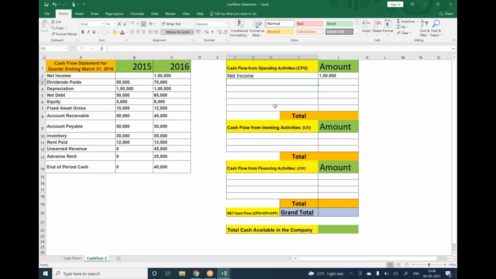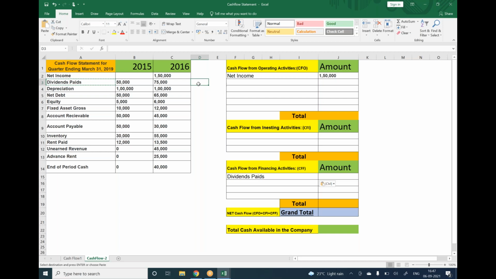Okay, next what should I do? Dividends paid, where should it go? CFF. Copy this and tell me the amount, how should I record it? Correct. Last year I paid to the shareholders 50,000. This year I have paid how much? 75,000. It shows in the balance sheet.